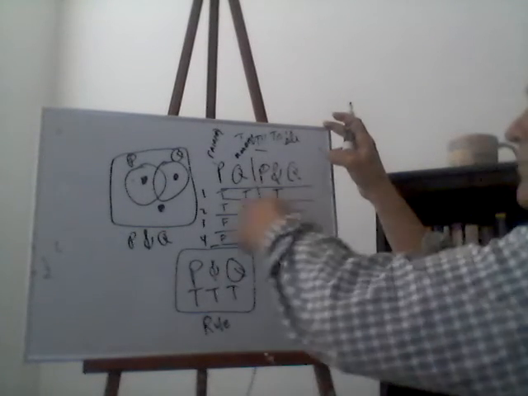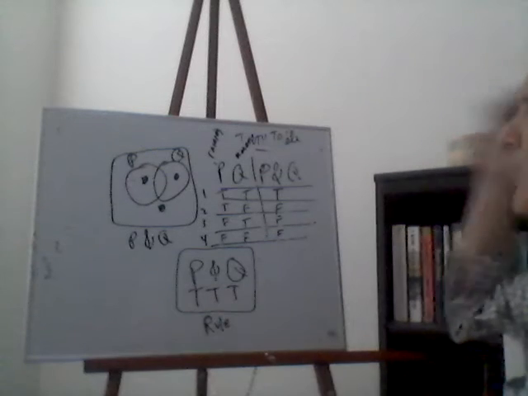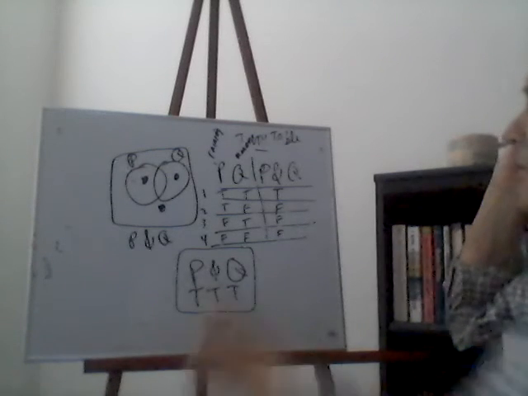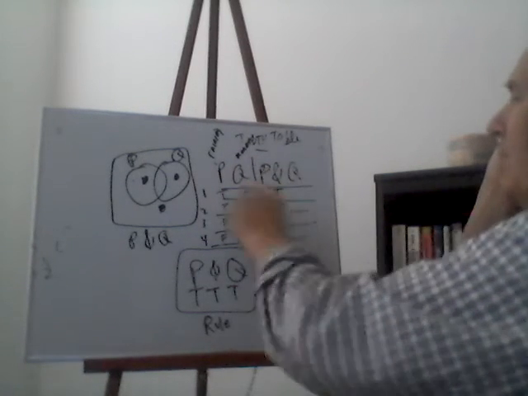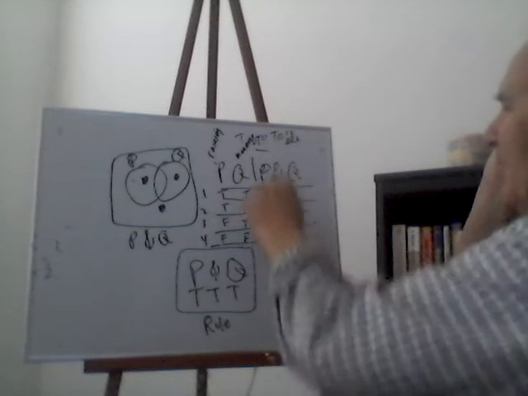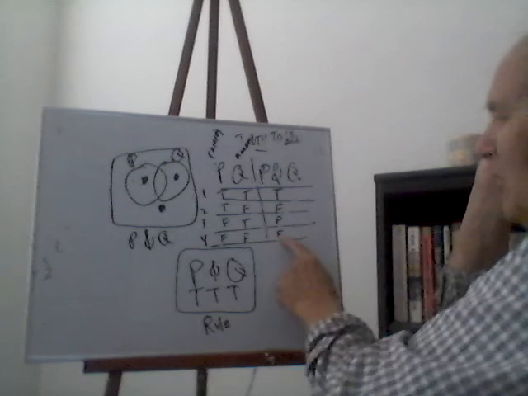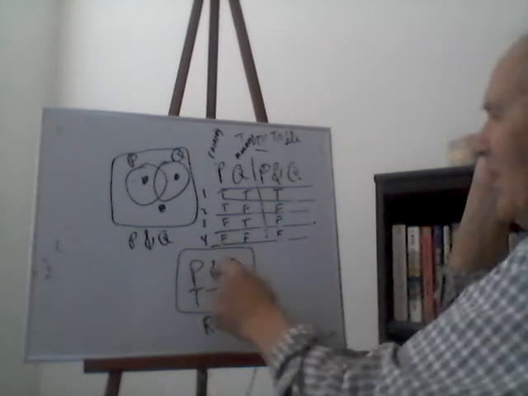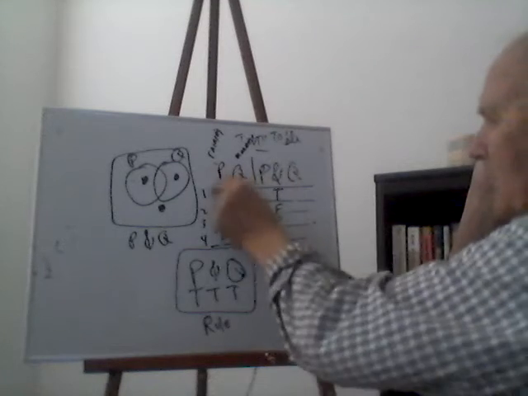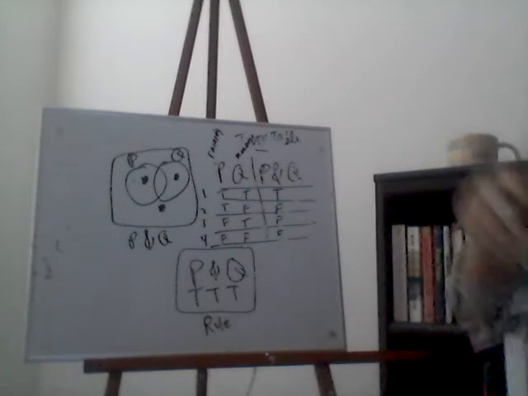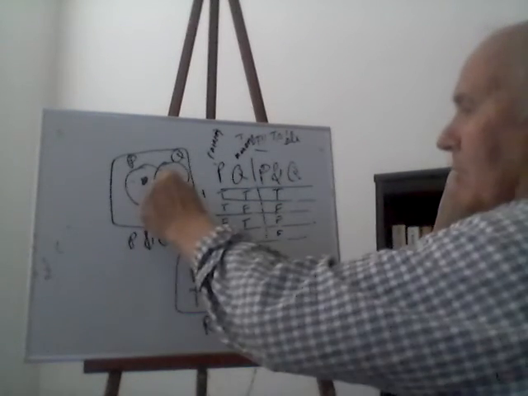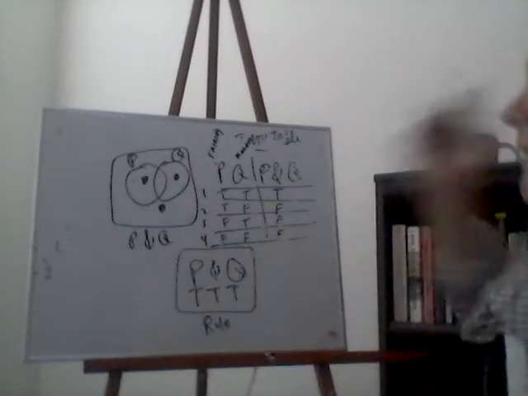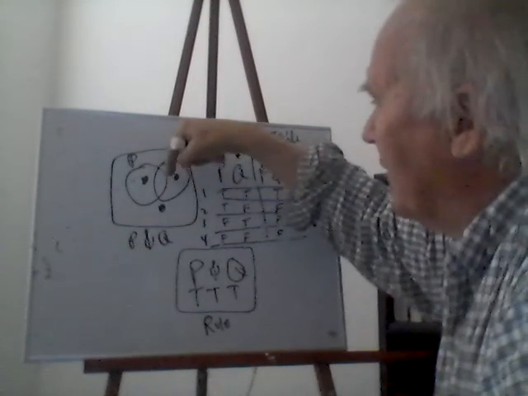Now that's what this says up here too, but you have to kind of figure it out because the only time P and Q is true, there's only one time, is up here, line 1. All the other ones, P and Q is false. So basically the rule is P and Q is true only when they're both true. That's what that rule says. And that's what that diagram says. P and Q is true. When? When P is true and Q is true. When we're inside P and inside Q.